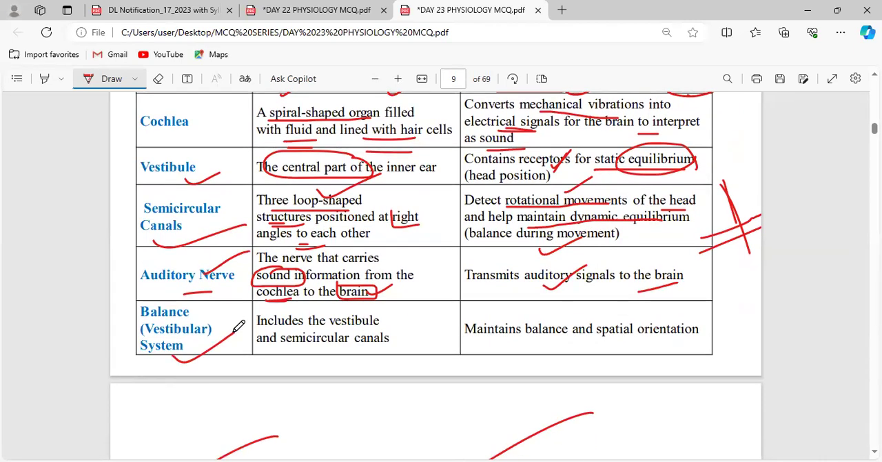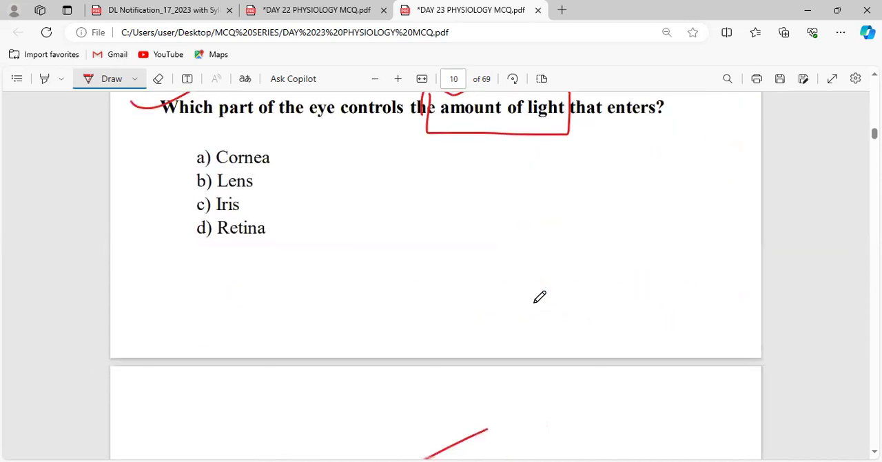Now, vestibular system, that is the vestibular balance system. It includes the vestibule and the semicircular canals. Finally, it is also related to the balance. Now, coming to the question.